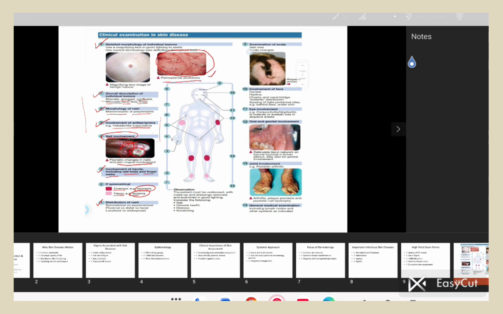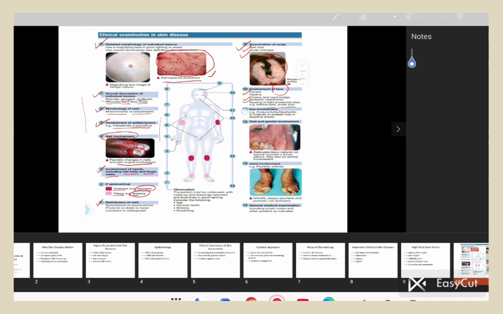Then we have to examine the scalp. There is hair loss associated with skin diseases. There are scalp changes as shown in this figure. Then we have to check for involvement of the face, whether there is involvement of the central hairline, cheeks, nasal bridge. Around the cheeks and nasal bridge there is a butterfly distribution, and in some diseases there are lesions behind the ears or under the skin.